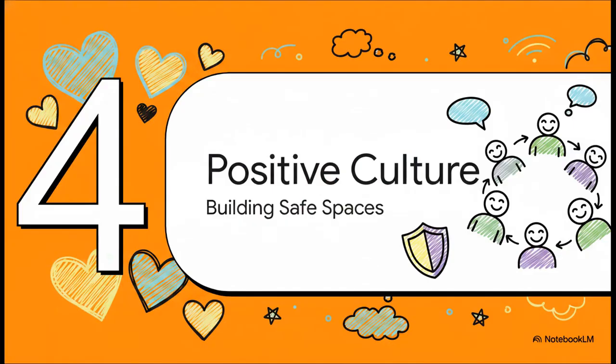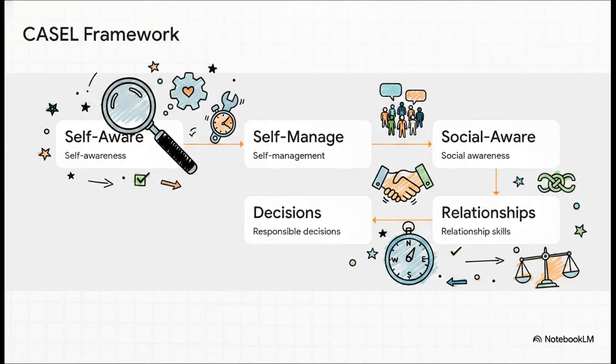Which smoothly brings us to section 4, building positive classroom culture. If we want to stop misbehavior before it starts, we can proactively build this culture using the CASL framework. Instead of just expecting kids to naturally know how to handle these big, overwhelming emotions, we actually have to systematically teach them the social-emotional learning skills they need. We're talking self-awareness, self-management, social awareness, relationship skills, and responsible decision-making. We are quite literally handing them the tools to regulate themselves.